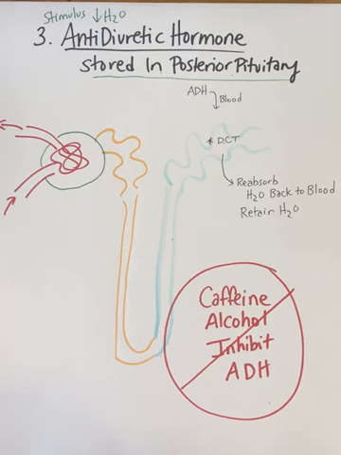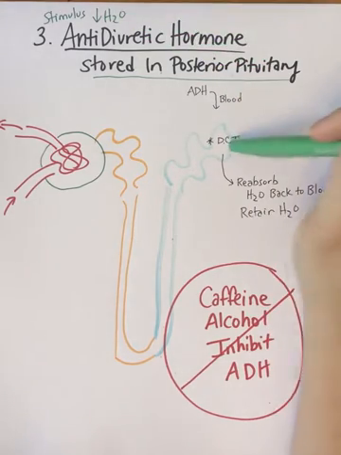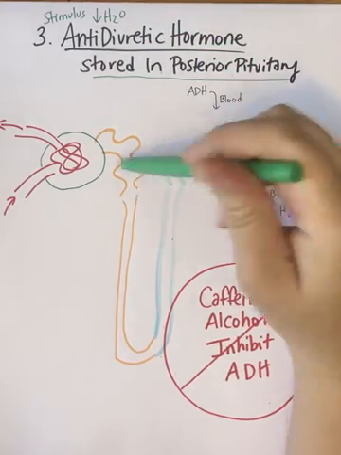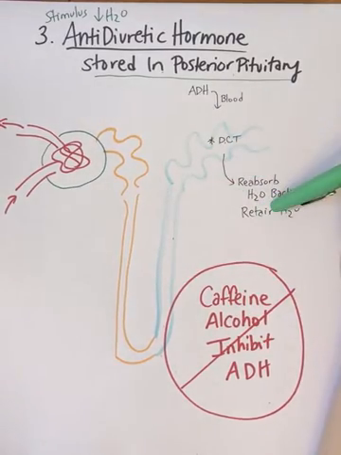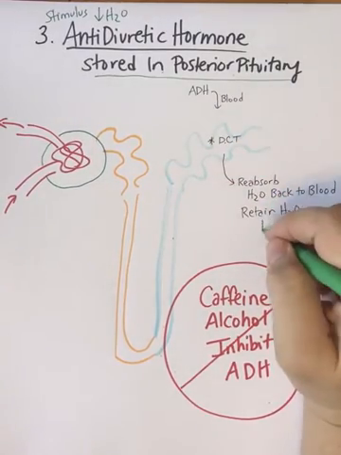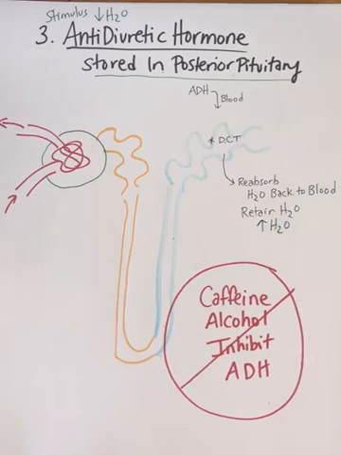So antidiuretic hormone is stored in the posterior pituitary. The stimulus is you have decreased water. It goes to the distal convoluted tubule of the nephron. You reabsorb water. This therefore is going to increase your water content, and voila, you have a decrease in stimulus. So you stop producing antidiuretic hormone.